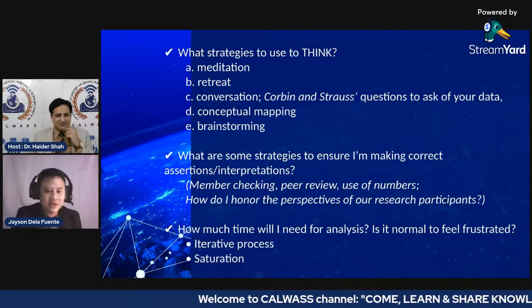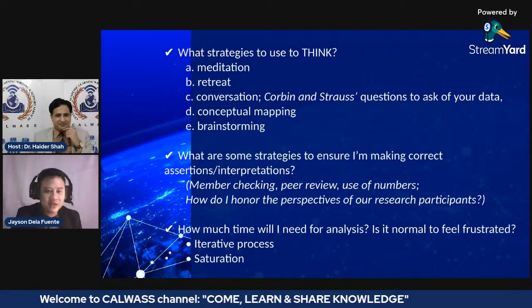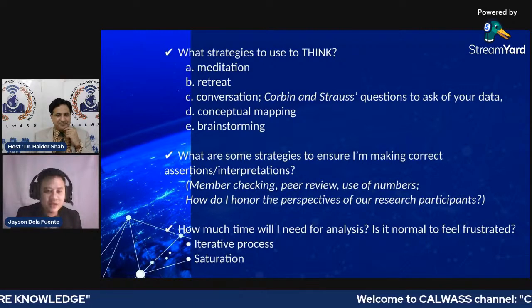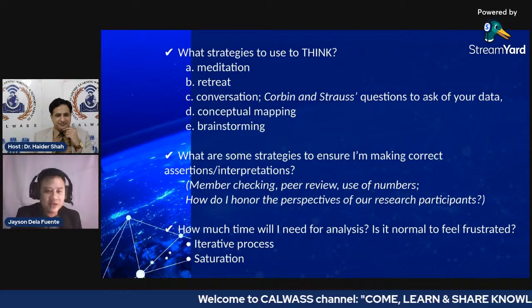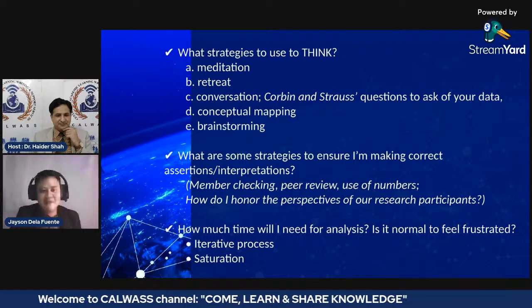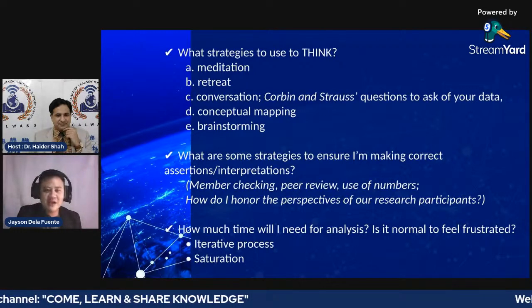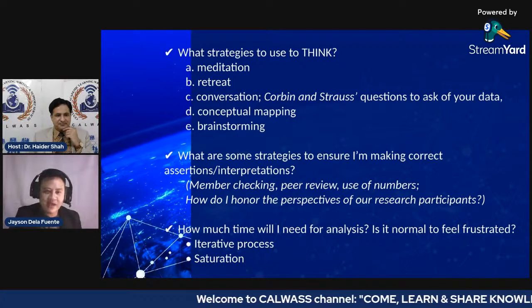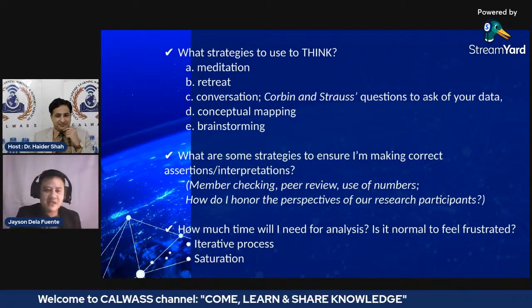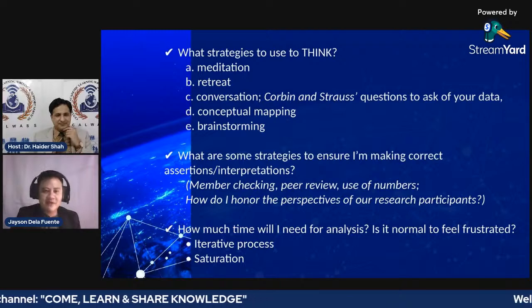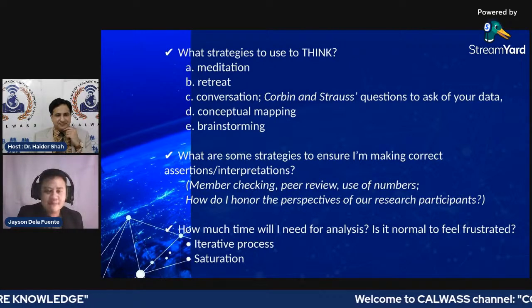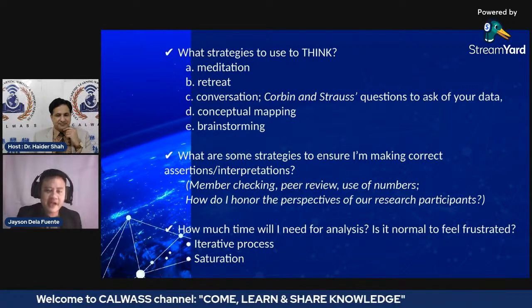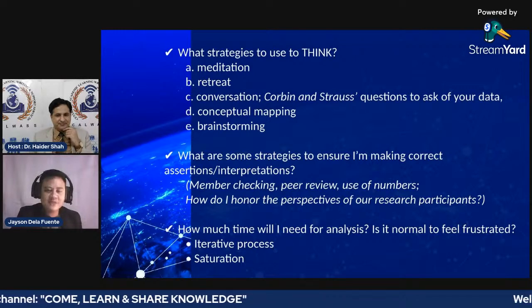How much time will you need for analysis? Just ask yourself how much time you are going to spend for the analysis of your data. Some experts can do the analysis within an hour, but some do the analysis within one month. It depends, and it may vary as to what specific qualitative research you are doing. If it is phenomenology, or if it is ethnography, it may vary, because there are some approaches in qualitative research that require time, in order for you to generate the good experiences or unique experiences of your participants.